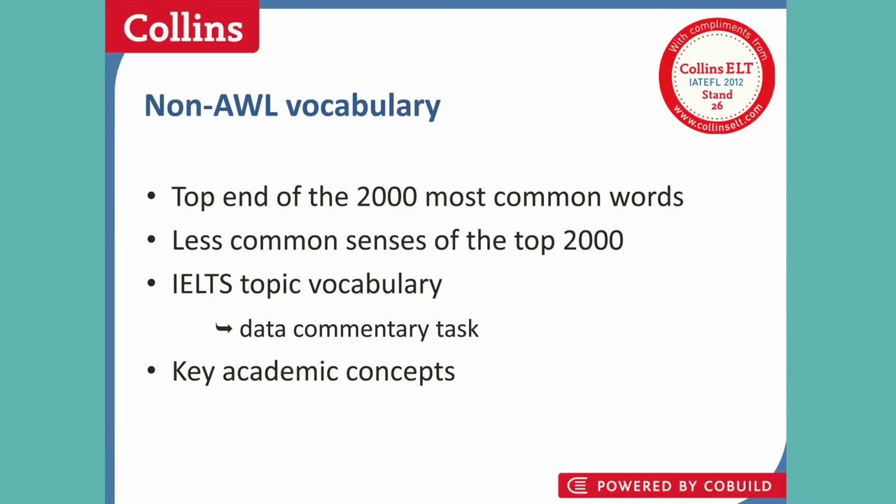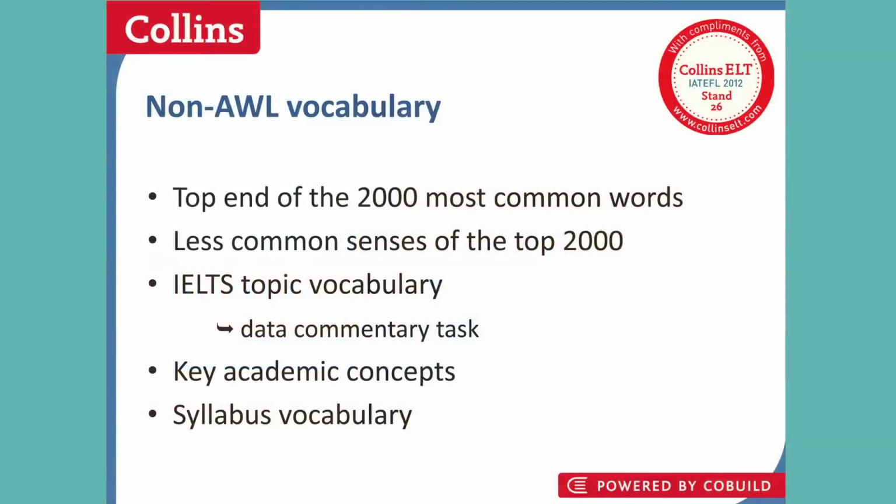We also, once I'd got onto this train of thinking, I thought, oh, are there other areas missing here? So I started thinking about some of the key academic concepts, so cause and effect, time and sequence, describing quantity, all these general academic concepts that are so key in essays, problem solution, these kind of things. And again, came up with some vocabulary there, some of which was already AWL, but some of which wasn't.